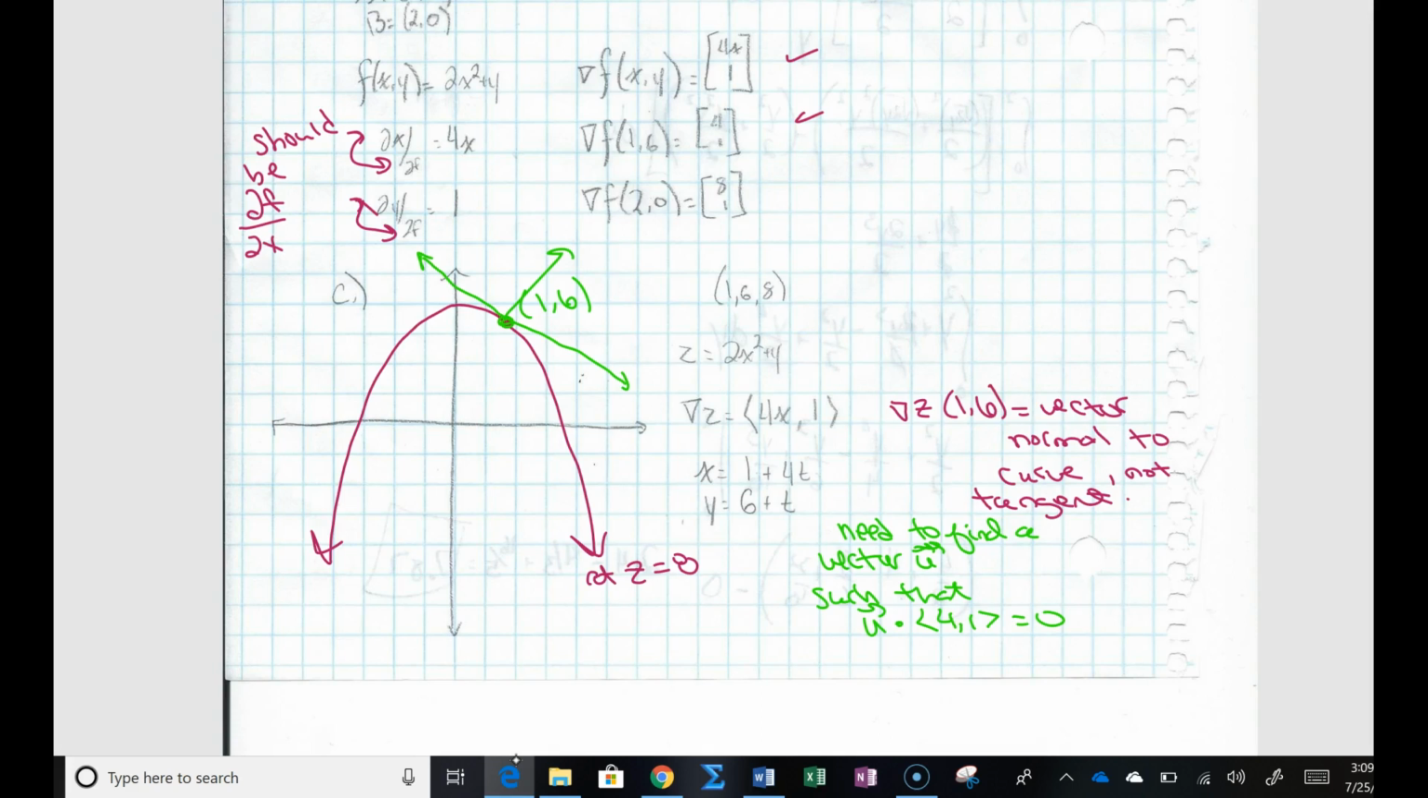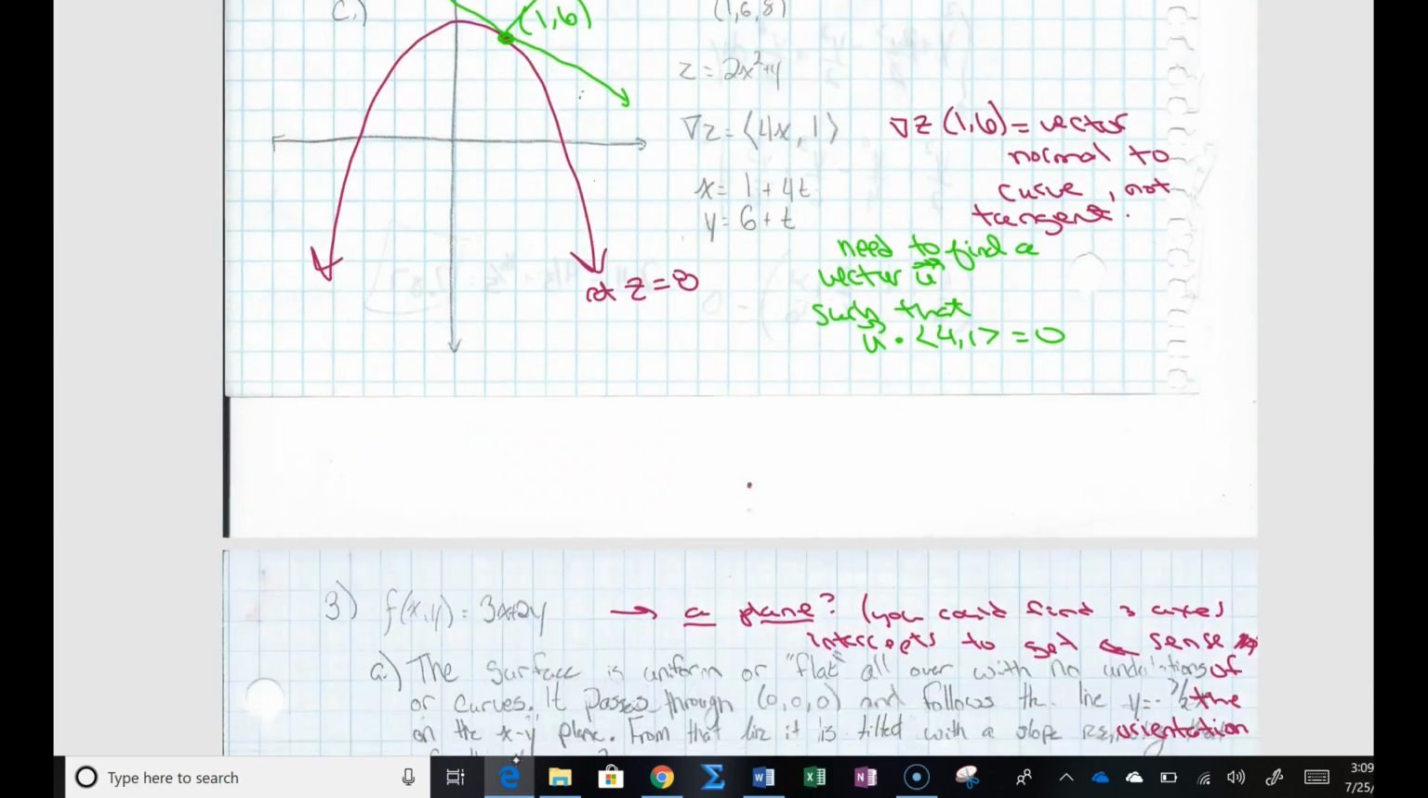And because you know that a normal and tangent line are perpendicular, the vector you're looking for, I just happened to call it vector u, is one such that u dot (4, 1), and (4, 1) would be your del z here, u dotted with (4, 1) should equal 0. Okay, so that was one error with part C. And if you want to print out my grading, you'll notice that where there's green, I made the corrections.